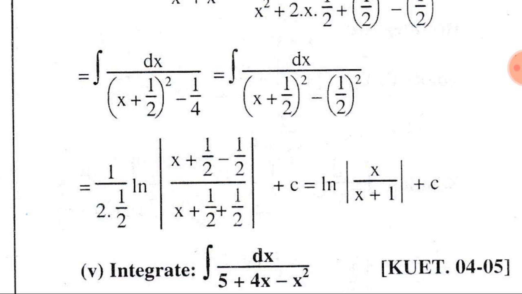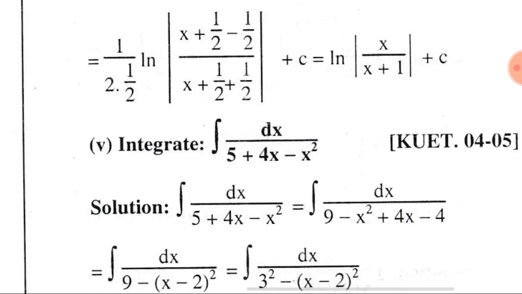Similarly, the denominator can be filled out, and after calculation we get ln of absolute value of x whole divided by (x plus 1), plus c.